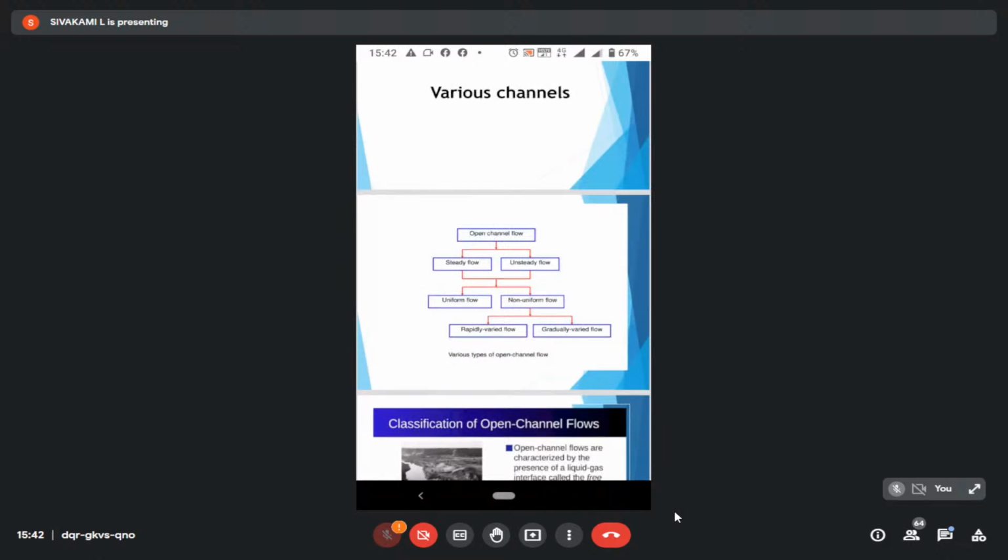The natural flows are rivers, creeks, floods, etc. The human-made systems are freshwater aqueducts, irrigation, sewers, drainage ditches, etc. So there are two different open channels: one is the natural one, another one is human-made. The open channels are classified based on the velocity.